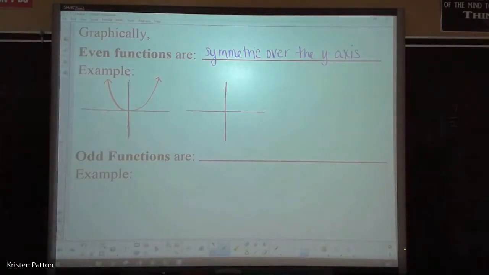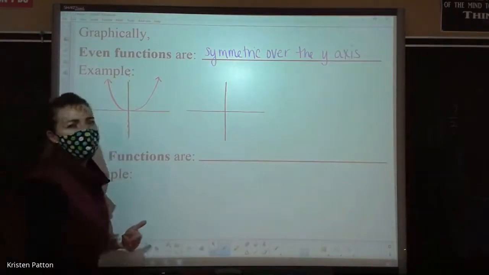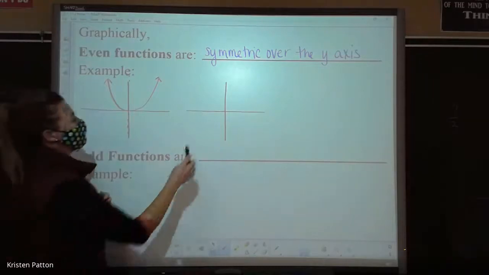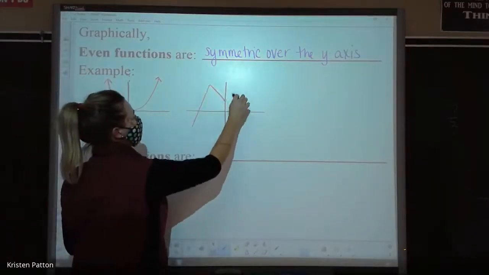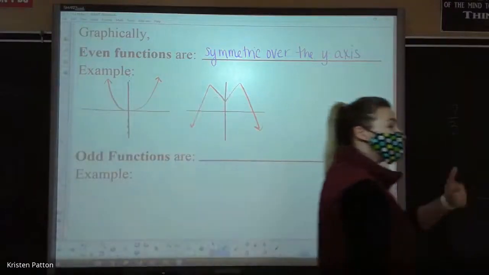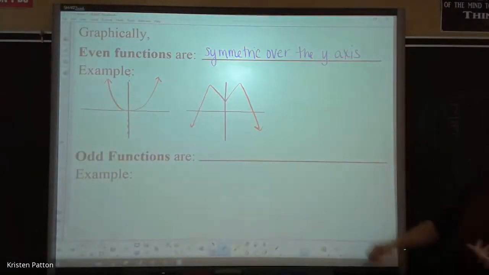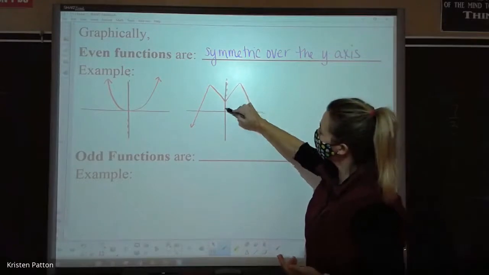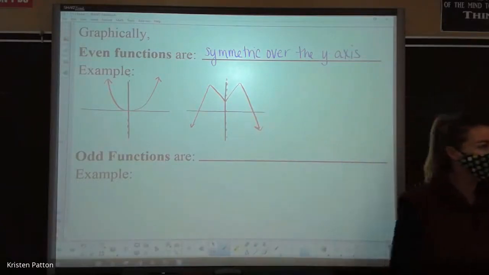Let's draw another graph. This one may not be a parent function. What if I drew something like the letter M, whether you put arrows on the bottom or not? This is an even function, right? Because look at that axis of symmetry. That middle line is the y-axis.